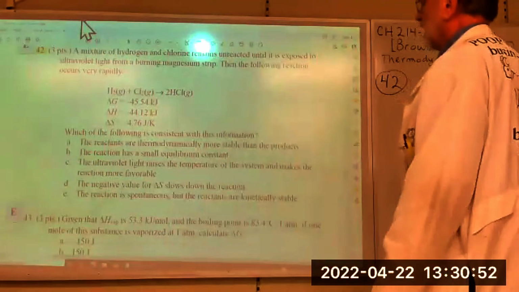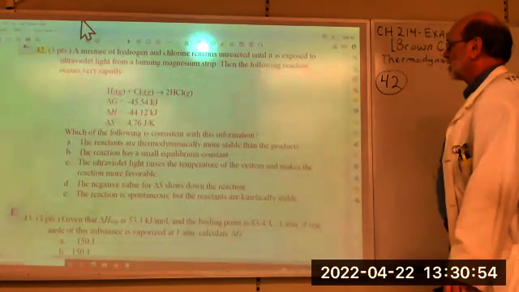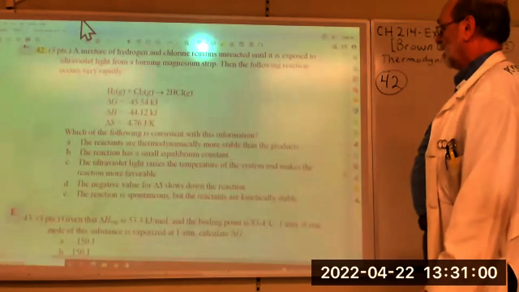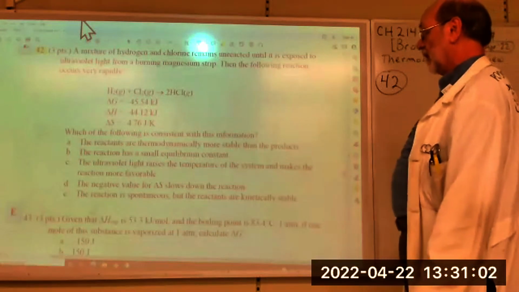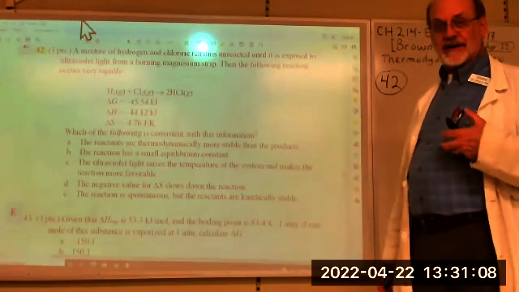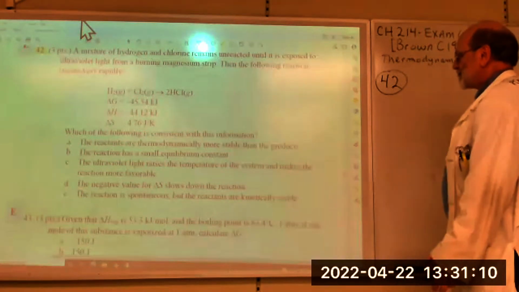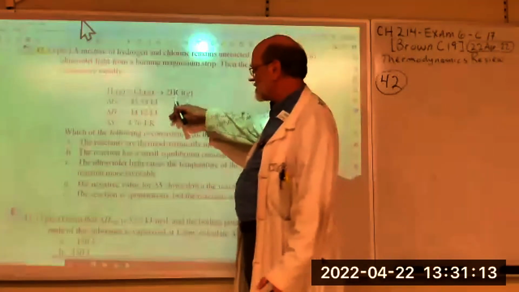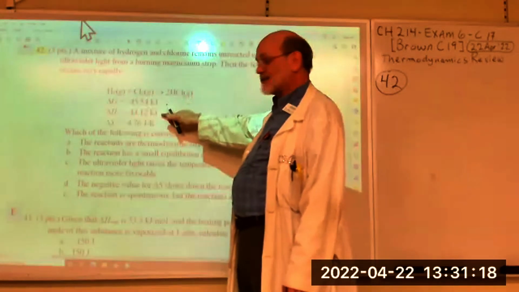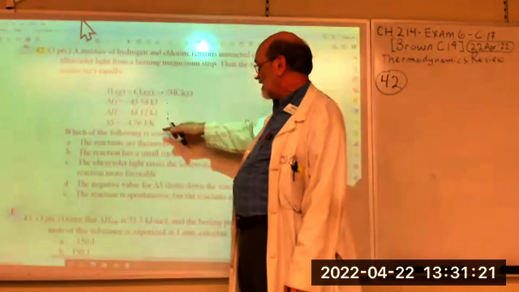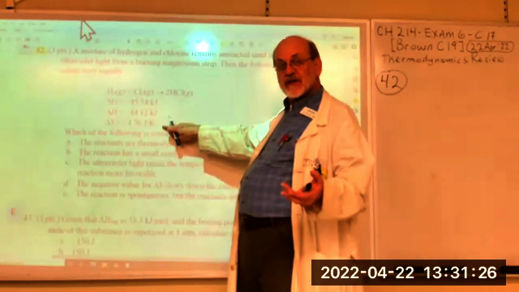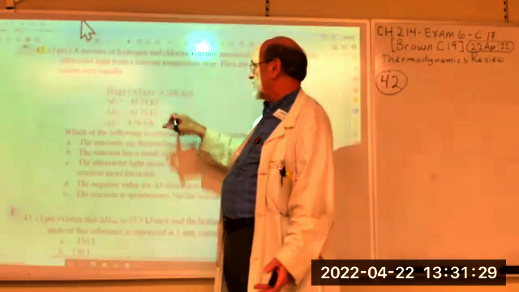42. A mixture of hydrogen and chlorine remains unreacted until it's exposed to ultraviolet light from a burning magnesium strip. Then the following reaction occurs very rapidly. Hydrogen and chlorine gas combine to make hydrogen chloride gas. Okay. We've got some information in here, right? That says it's spontaneous. That says it's exothermic. And that says the entropy of the reaction decreases from here to here.